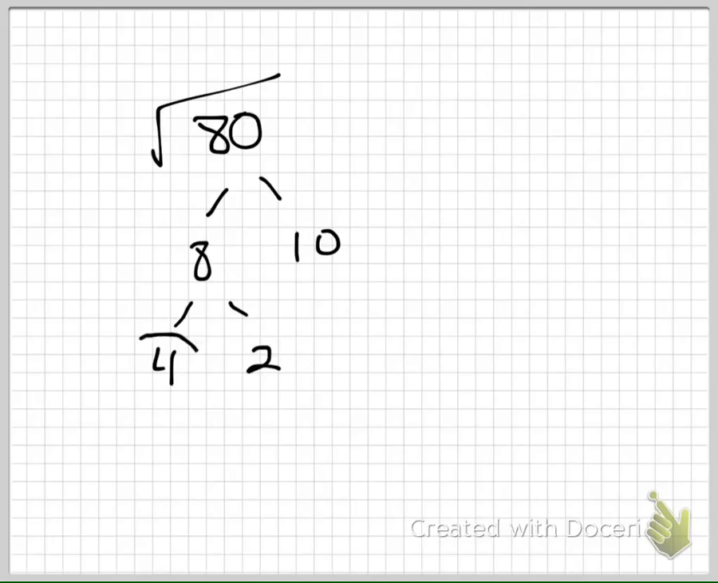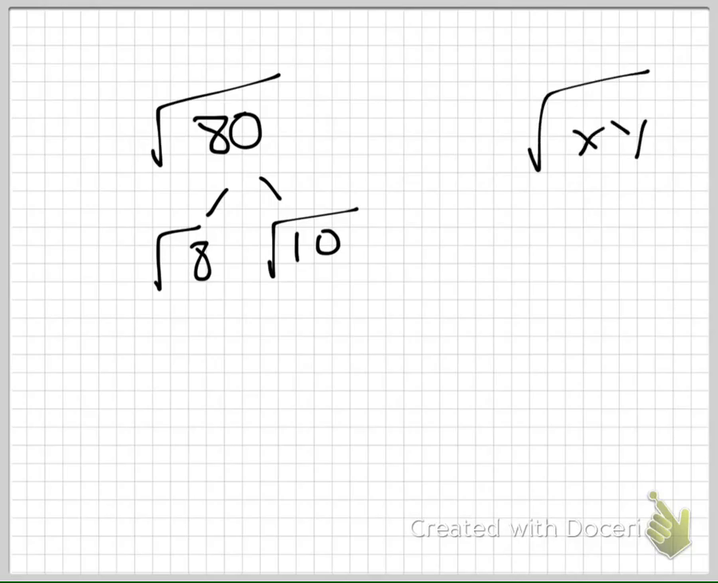Ooh, I see one here. Do you see what I'm saying? 4 is a perfect square. So listen, here's the deal. What I can do is this. It's the square root of 8 and the square root of 10. Remember what I told you, the square root of x times y is the same thing as the square root of x times the square root of y, which means that the square root of 80 is the same thing as the square root of 8 times the square root of 10. Do you see what I'm saying?